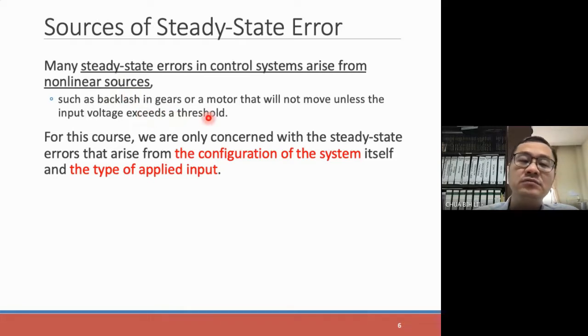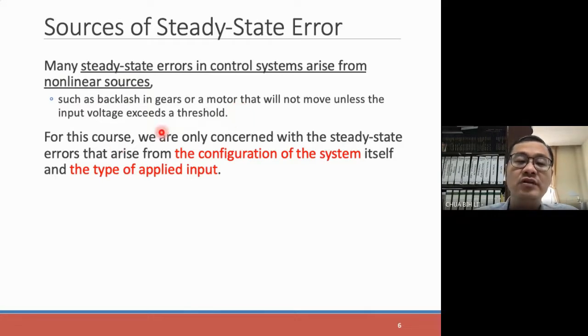So there are a lot of problems that may occur in any system itself. But for this course, we would only concentrate on the steady state errors.